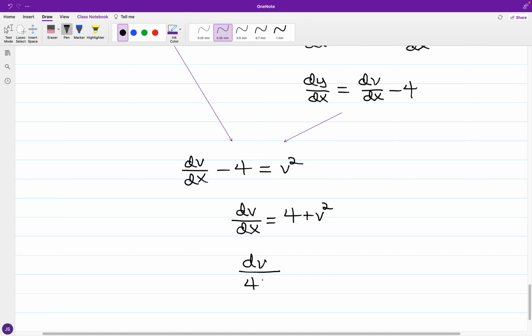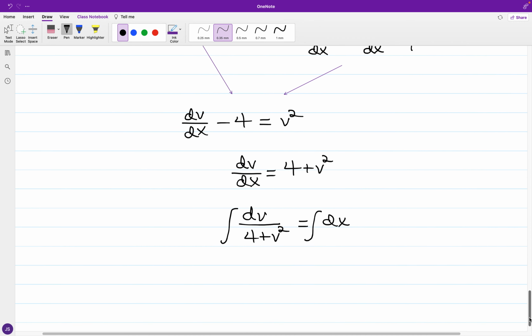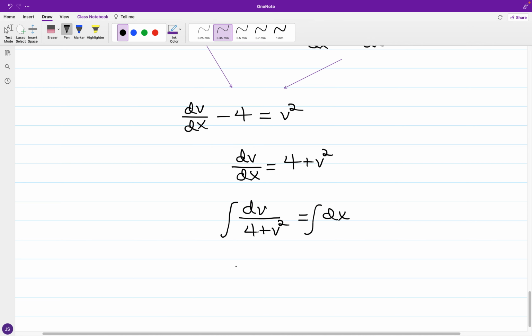And in terms of the variable v, I can separate, and we have, upon integrating, dv over 4 plus v squared. We're going to end up with the arctangent of v over 2, and not just the arctangent of v over 2, because the a value is going to be 2, so I'm looking at 1/2 the arctangent of v over 2.